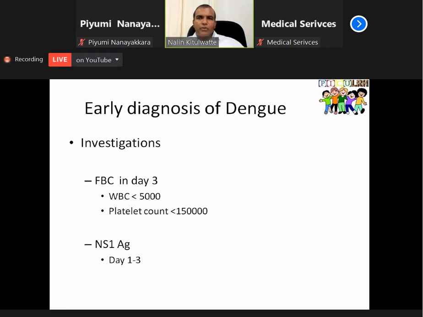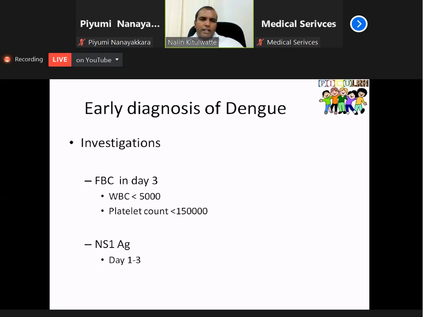That means after 48 hours of fever, if you are doing a full blood count, if the full blood count shows white cell count less than 5,000, platelet count less than 150,000, unless proven otherwise, that is dengue in Sri Lanka. So I'm emphasizing day 3 full blood count, white cell count less than 5,000, platelet count less than 150,000, that is dengue in Sri Lanka. And these are the criteria for admissions in pediatrics. So if your patient is having platelets less than 150,000, you have to admit.